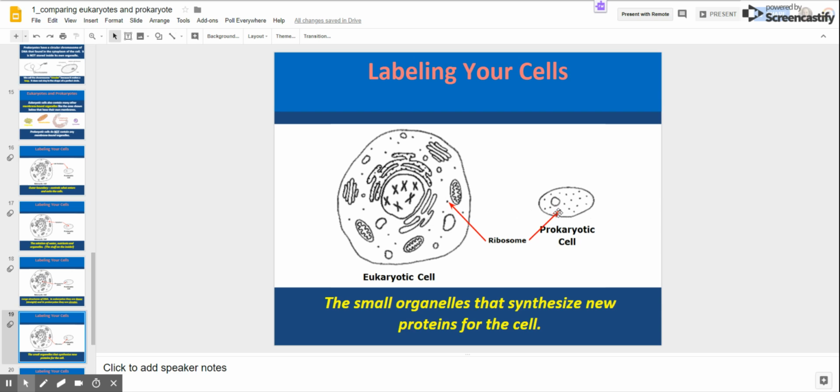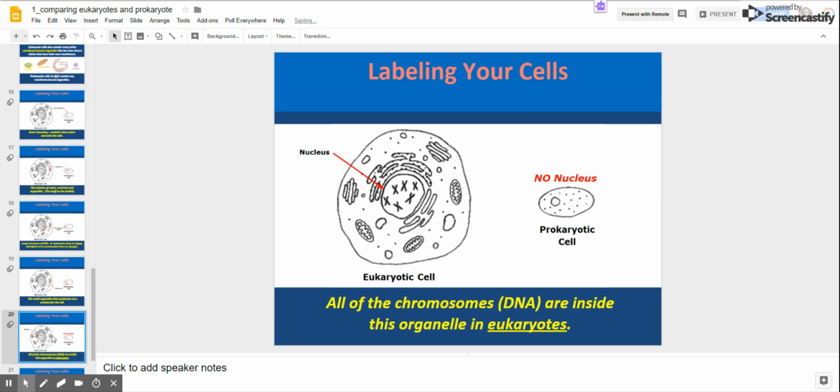Ribosomes are the tiny dots. They synthesize proteins. Down here, these small organelles, not membrane bound, synthesize new proteins for the cell. You need to know that the word synthesize means to make or to build. They make proteins. Make sure you know what that organelle does. Ribosomes make, synthesize proteins. That's their job. Here's the nucleus. It's the membrane that's surrounding the chromosomes. No nucleus in prokaryote. Too small. Comes before the nucleus.